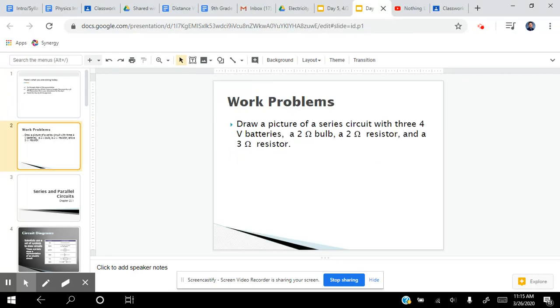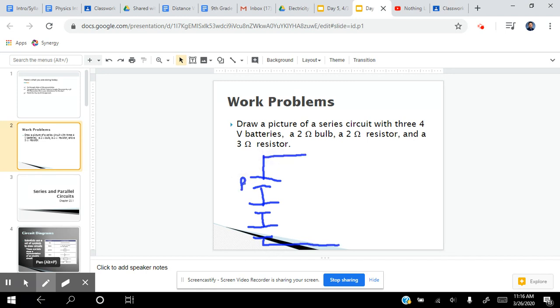So first of all, just as a review from yesterday, because yesterday we talked a little bit about symbols and circuit diagrams, I just wanted to go through an example of that. Draw a picture of a series circuit with 3 4-volt batteries, a 2-ohm bulb, a 2-ohm resistor, and a 3-ohm resistor. So if I have 3 batteries, I'm going to draw a battery there, and a battery there. I'm just connecting these. So there's 3 different batteries there. And this is a series circuit.